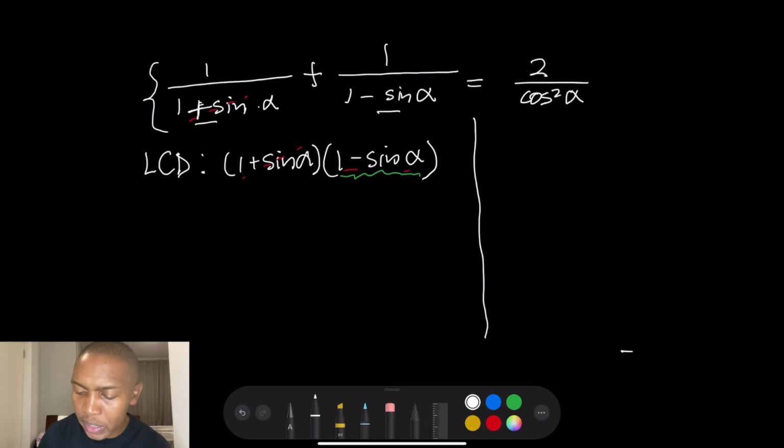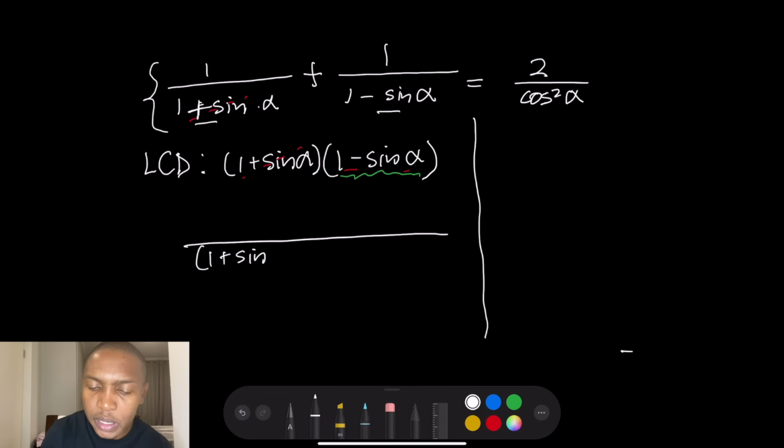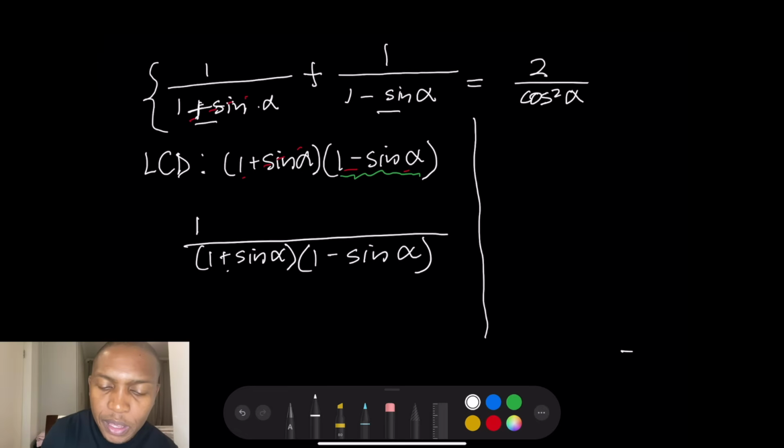So in this case, let me just start by writing the denominator. That will be 1 plus sine alpha, 1 minus sine of alpha. Right, so in this case we said LCD divided by denominator, that and that cancel, and in this case multiplied by 1 minus sine alpha. I've got 1 minus sine of alpha at the top, plus, which is that plus sign over there.